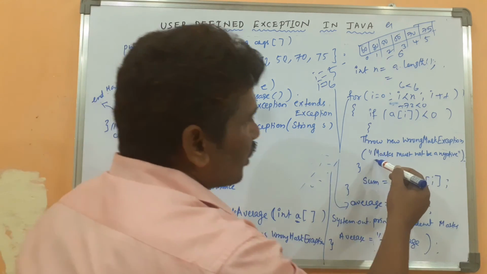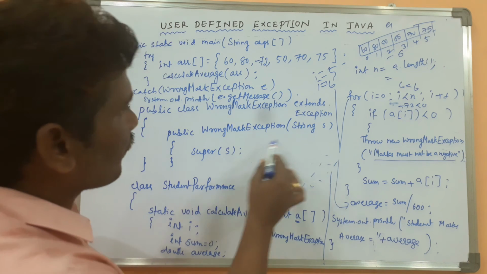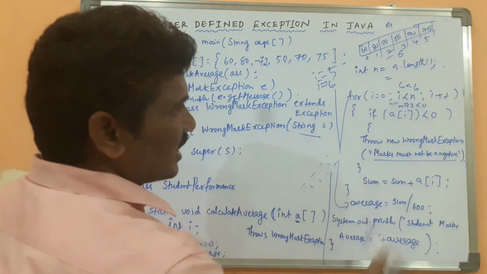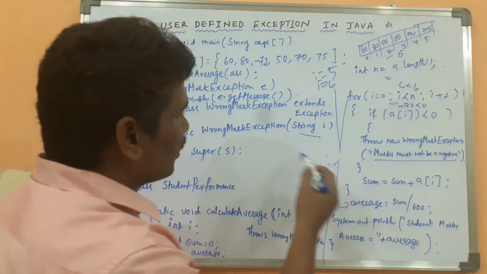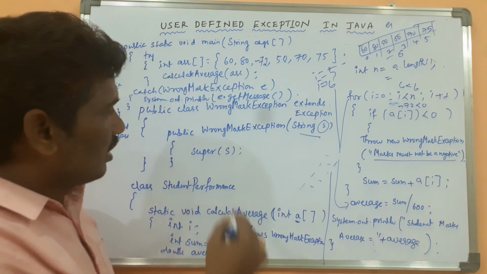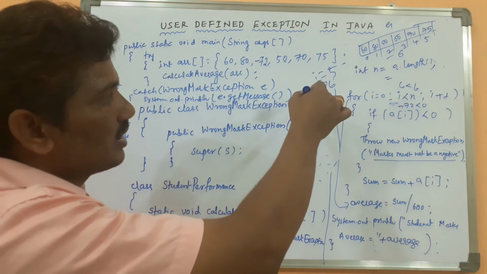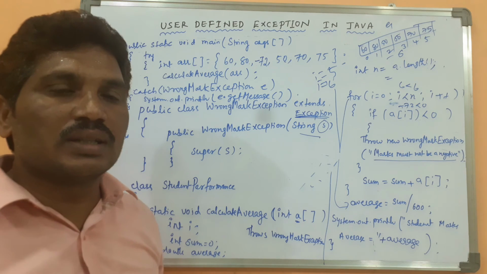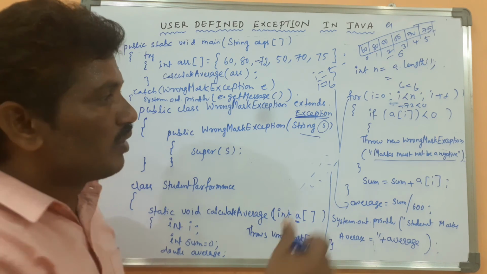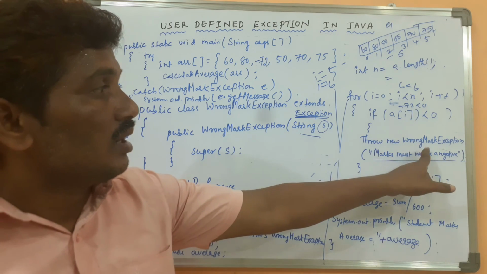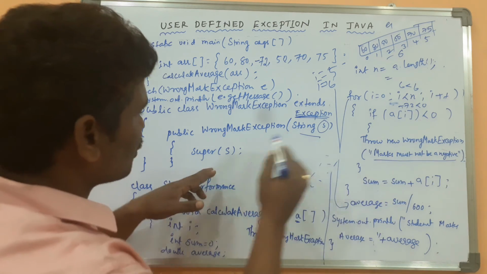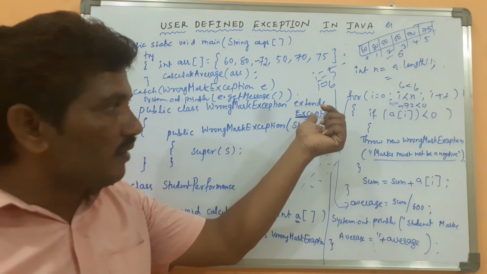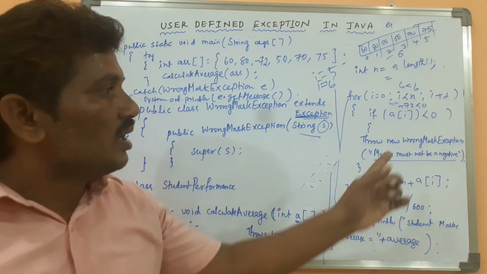Then here, because this will be thrown to here, the constructor knows where the instance has been created for the WrongMarksException. That's why marks must not be negative, which will be stored in the s variable. Then super(s), it can be overridden in the Exception class. First it comes to here, which will invoke the superclass constructor Exception, from which the Exception class will throw a WrongMarksException.